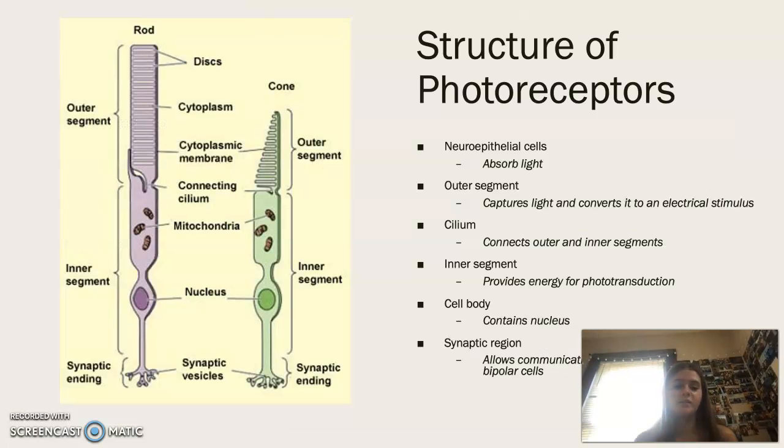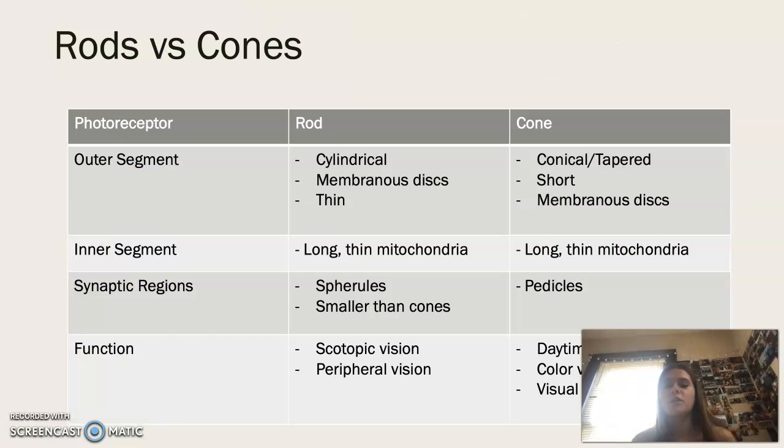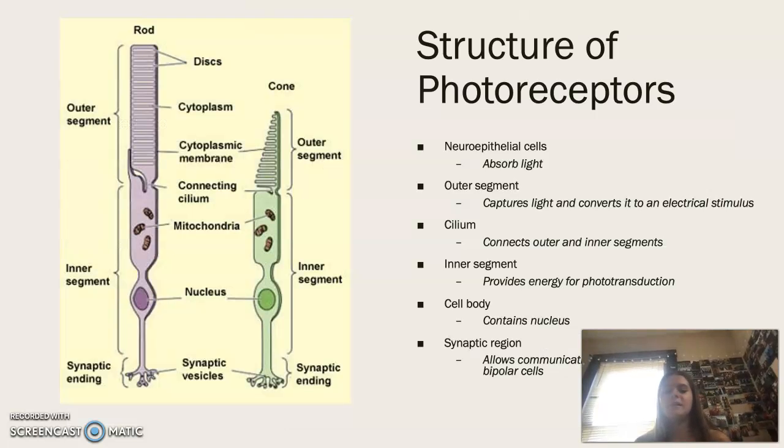So again, we go back and look at our previous image. The rod on the left, at the bottom, the synaptic ending, you can see has fewer synaptic vesicles, fewer little projections coming out, and it is spherical in shape. So if you look at the bottom, it kind of forms a half sphere, compared to cones, which have synaptic endings or regions known as pedicles. And what this means is basically, if you just look at the bottom synaptic ending of the cone, it is straight across, known as a pedicle.